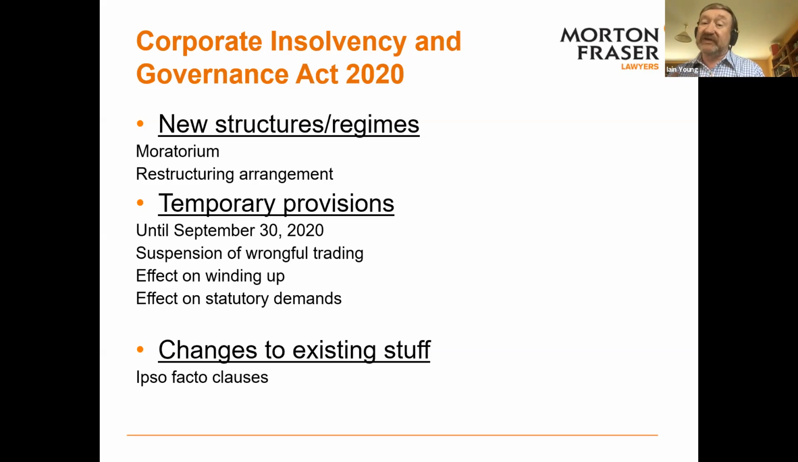And then the temporary provisions, which deal specifically with the COVID-19 situation. Until September the 30th of 2020, there's been a suspension of wrongful trading. There is an effect on winding up. Previously, if a company was going to be liquidated, a winding up petition would be presented at the court. That's now been suspended until at least 30th of September 2020. No winding up petitions can be presented and no statutory demands can be presented, other than ones which were in train before the advent of the new legislation.